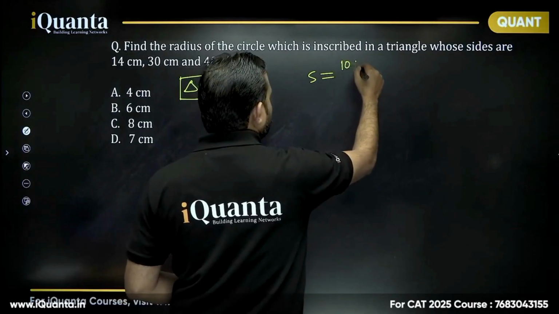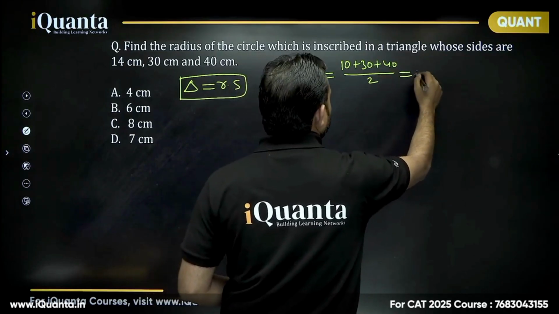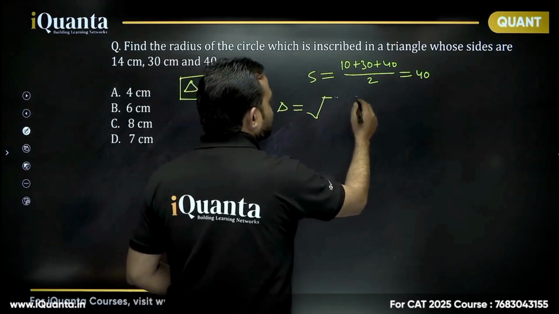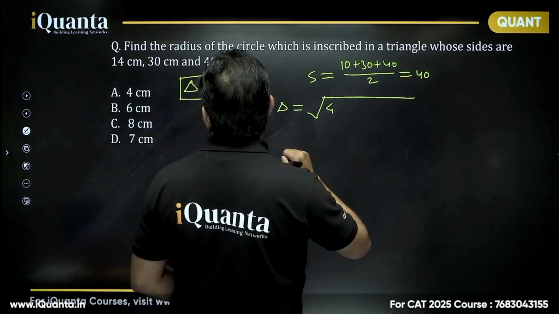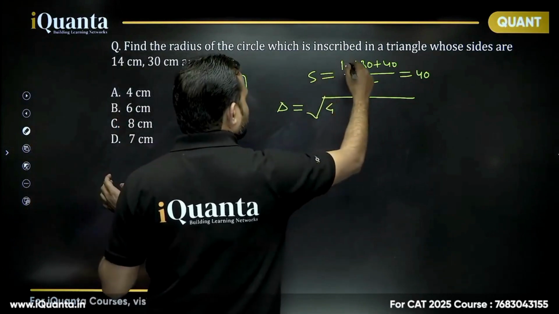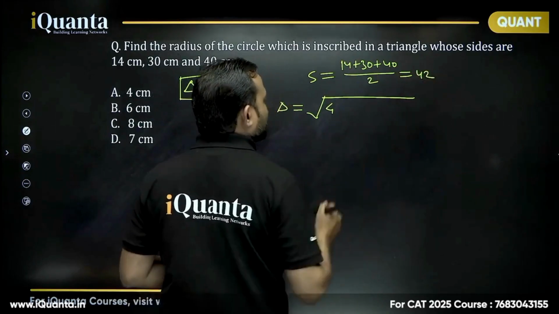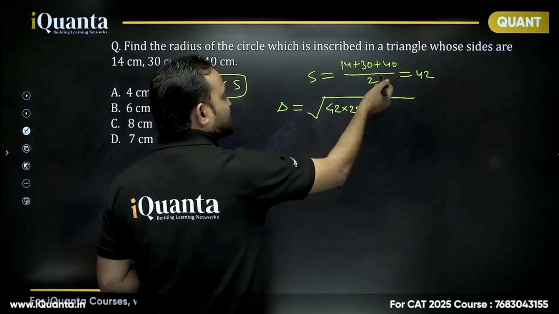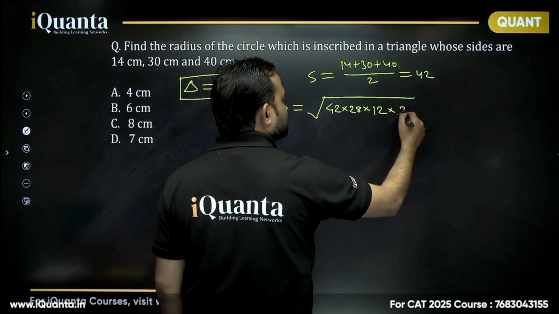S will be equal to (10 + 30 + 40)/2, which is equal to 40. Now we can find the area of this triangle. Area of triangle is nothing but √(S(S−A)(S−B)(S−C)). So we can put 40, this is... okay, this is 14, not 40. So S will become 42, right? So now we can do 42 into 42 minus 14 is 28, 42 minus 30 is 12 and 42 minus 40 is 2.